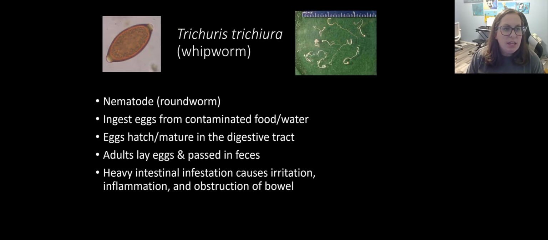The next one is the Trichuris trichiura. This one is the whipworm. Whipworms, when we look here, are also nematodes as well. They ingest eggs from contaminated food and water. We see that their eggs will hatch and mature in the digestive system specifically, and the adults will lay eggs that will pass out through the feces so that the cycle can start again. Now again, a heavy intestinal infestation can cause irritation of the intestine, inflammation, and it can cause a bowel obstruction as well.